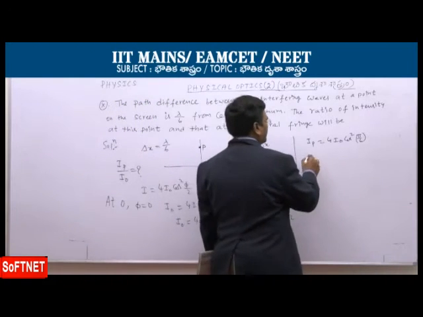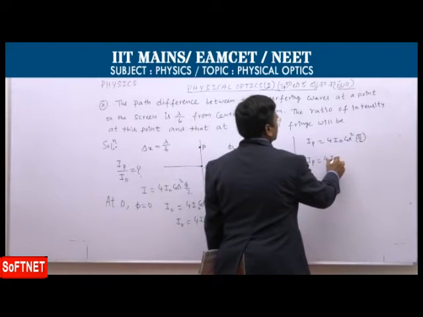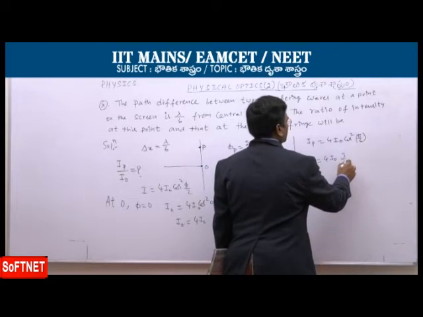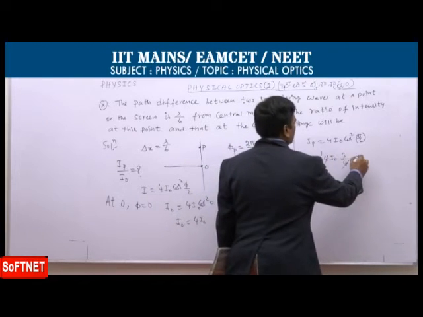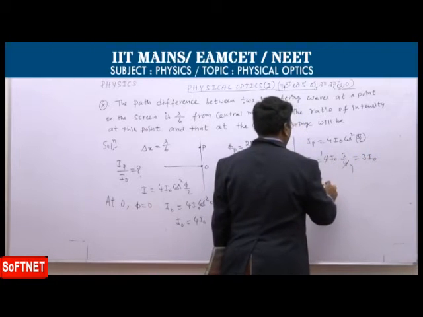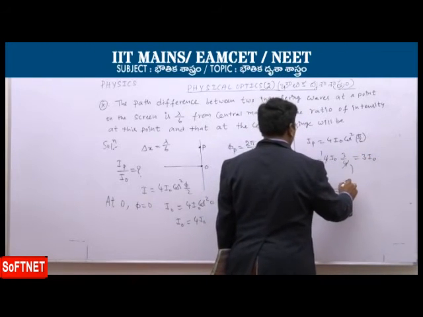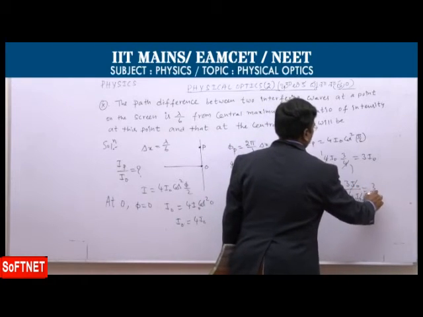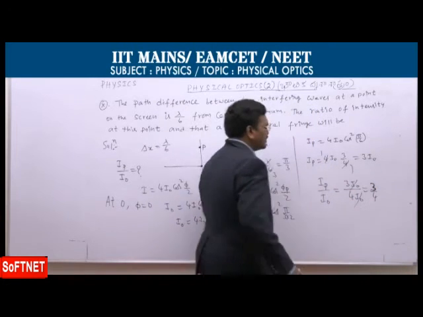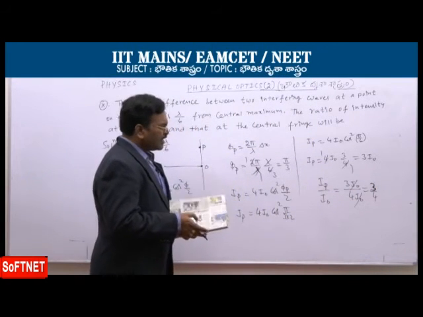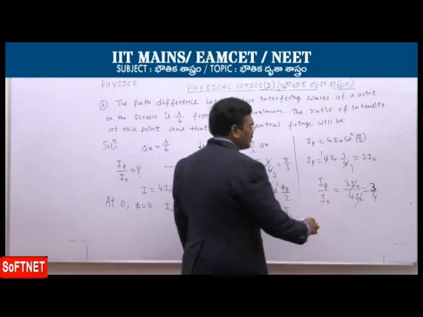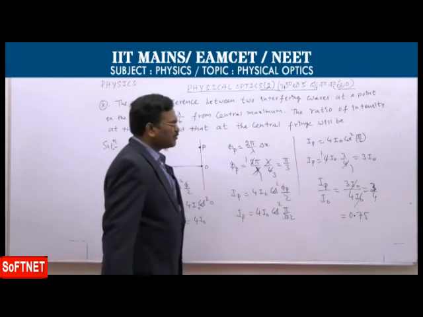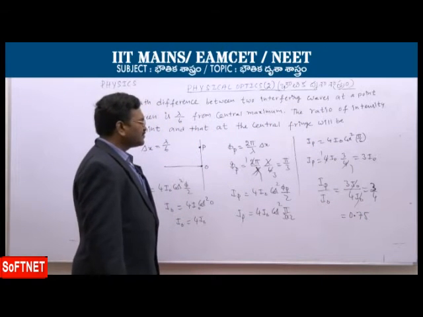So cos square 30 how much? Cos 30 is root 3 by 2, root 3 by 2 whole square is 3 by 4. 4 gets cancelled, now 3I0. Now, intensity at point P by intensity at central maximum: 3I0 by 4I0. What is the answer now? 3 by 4. So the ratio of intensity at point P to intensity at central maximum is 3 by 4. 3 by 4 means what we write? 0.75. We have the option 0.75. Is it clear?